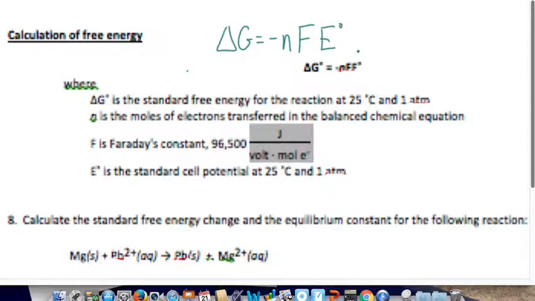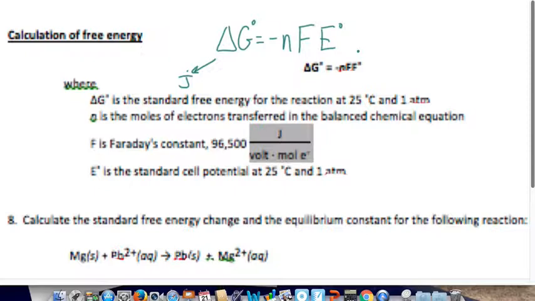What you do need to be able to do, though, is, first off, I want you to think about spontaneity. We know that if a cell is spontaneous, what do we know about the voltage? It's positive, right? And if we put a positive number in that equation, what do we get for delta G? Negative. And does that make sense? Yeah. All right, so always check that when you're doing your work. As far as the units, delta G we're going to have in joules.